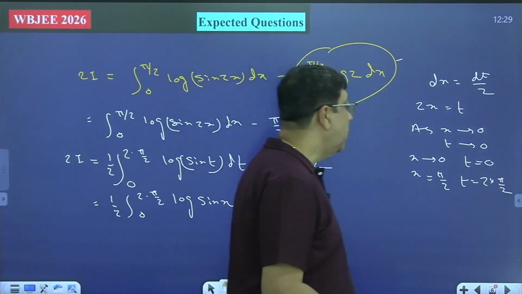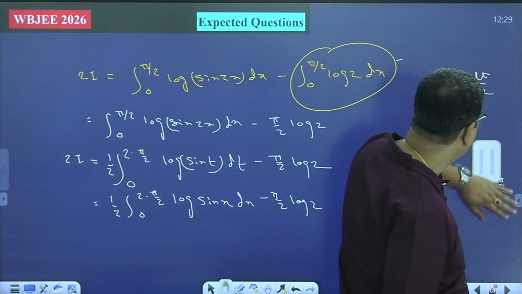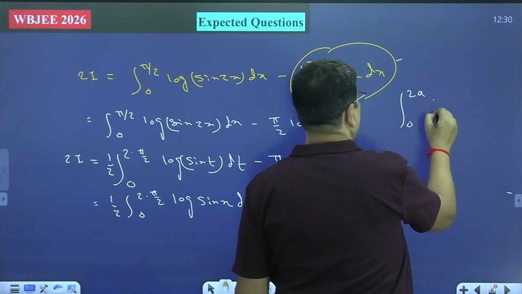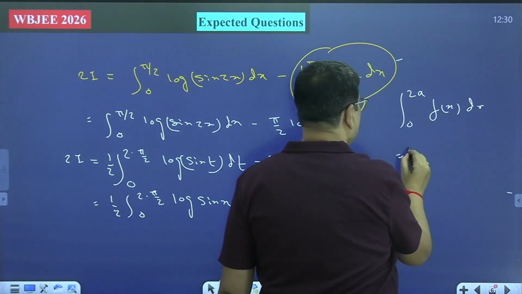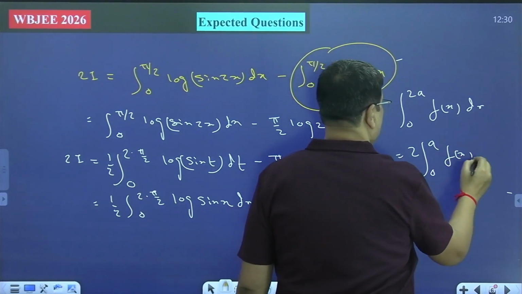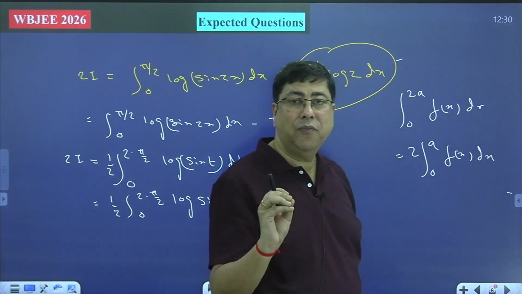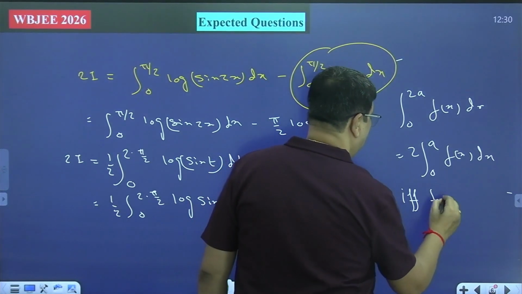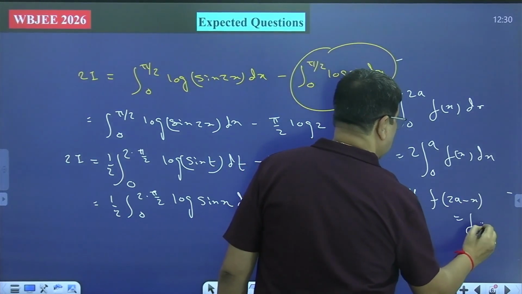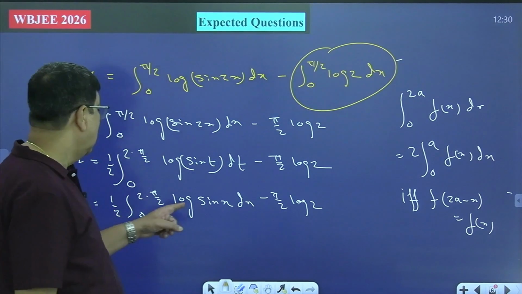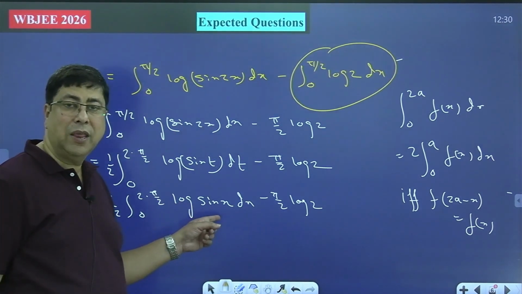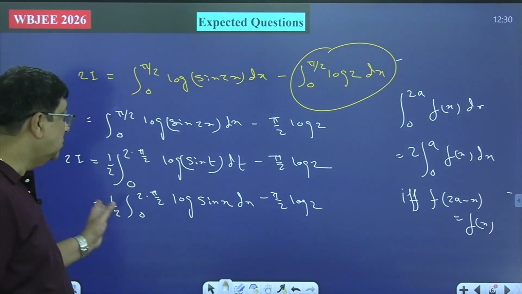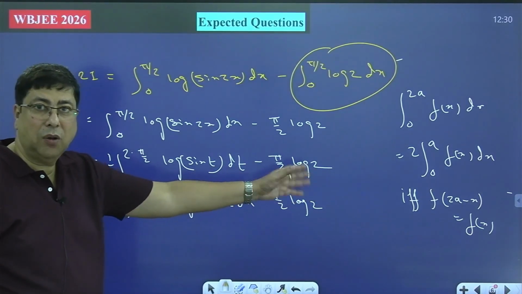Now I am going to apply the King's property. So everybody, what is the King's property? The King's property tells that the integral from 0 to 2a of f(x) dx equals 2 into the integral from 0 to a of f(x) dx, if and only if f(2a minus x) equals f(x). It means if 2a is pi, then in this case sin(pi minus x) is sin x, so this function satisfies the condition. So I can take this 2 outside according to the King's property. This is called the King's property.